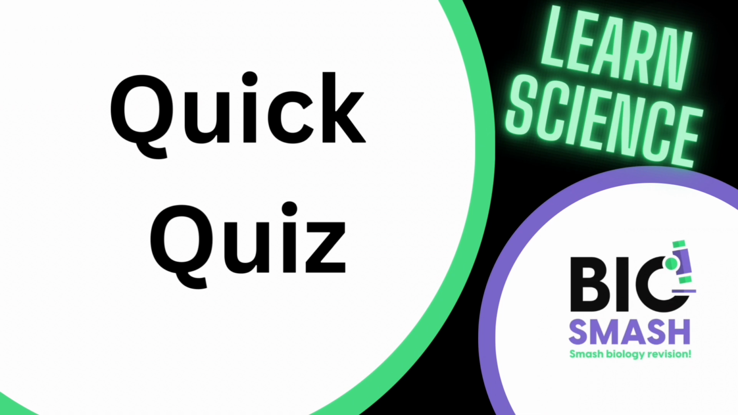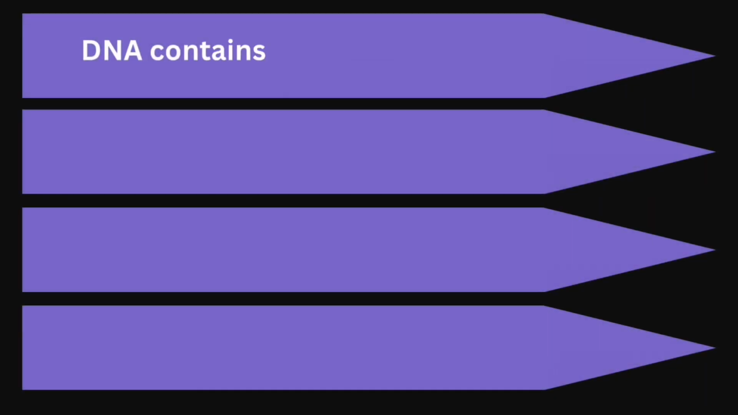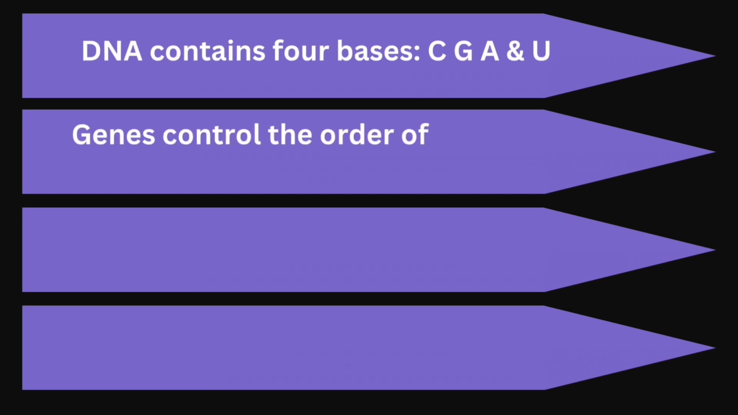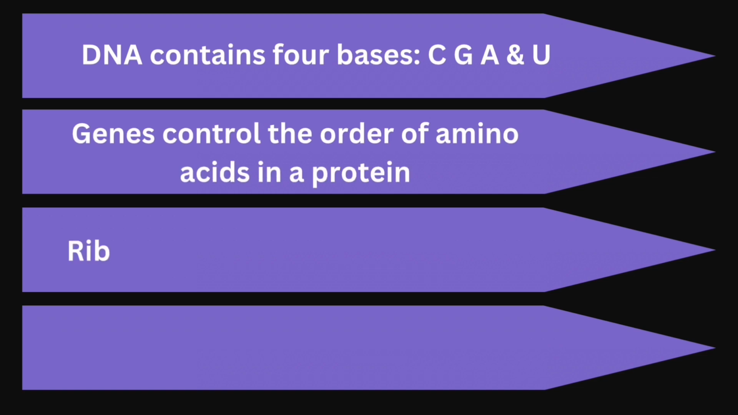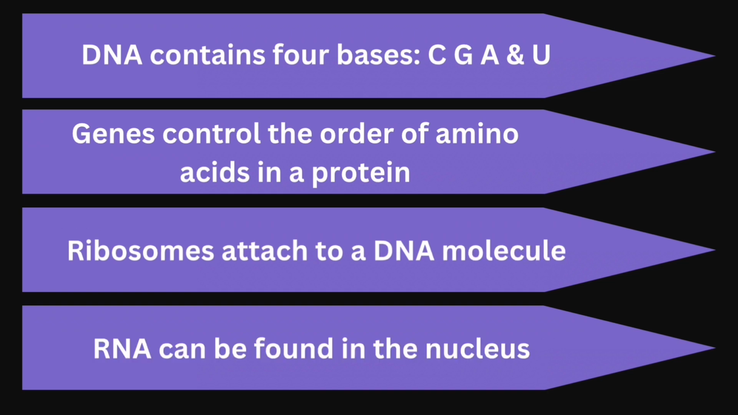Well done for getting this far. I've made a little quiz so you can check if you've remembered and understood the key ideas. I'll show you 4 statements. For each one, you need to decide if it's true or false. Number 1. DNA contains 4 bases, C, G, A and U. Number 2. Genes control the order of amino acids in a protein. Is that true or false? Number 3. Ribosomes attach to a DNA molecule. And number 4. RNA can be found in the nucleus. So for each one, you need to decide if it's true or false.